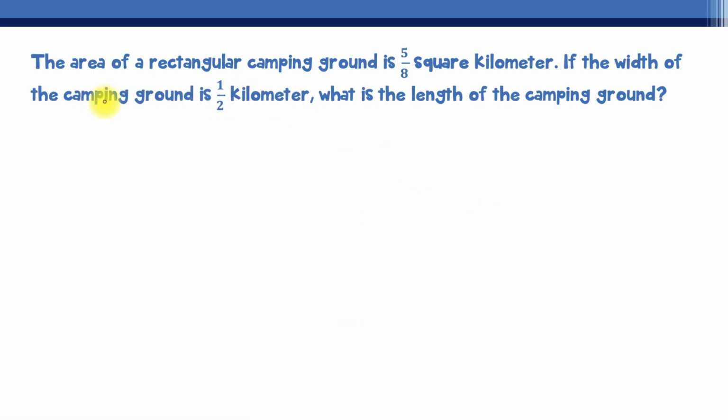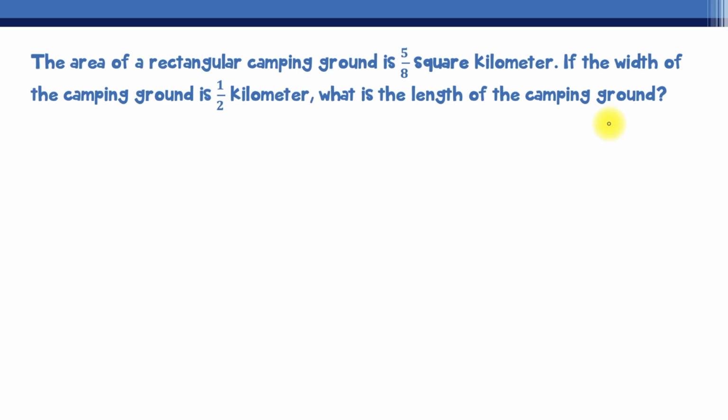So this question says, the area of a rectangular camping ground is 5/8 of a square kilometer. If the width of the camping ground is 1/2 of a kilometer, what is the length of the camping ground?